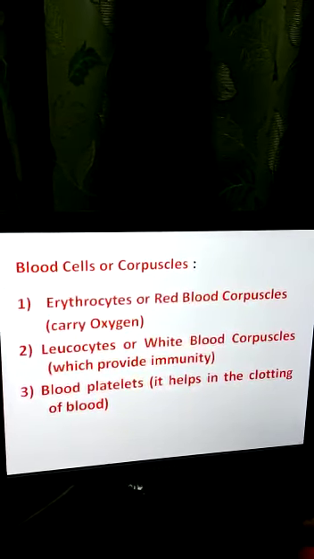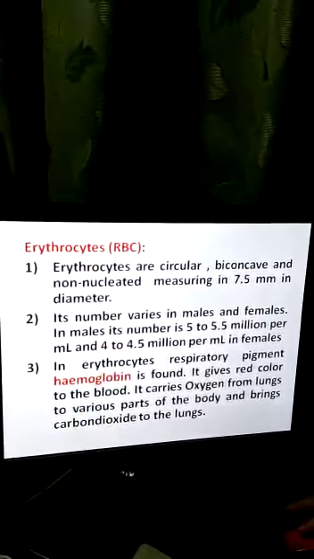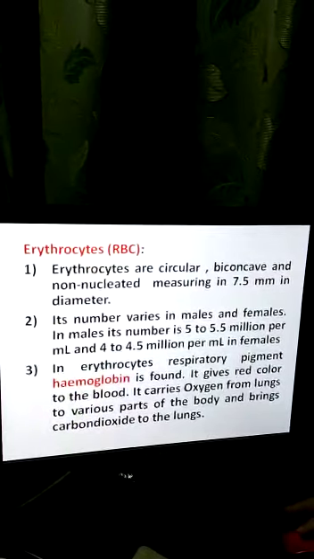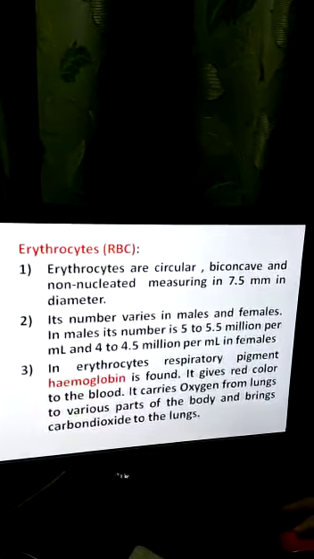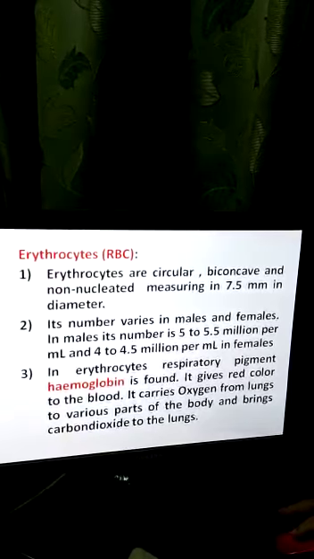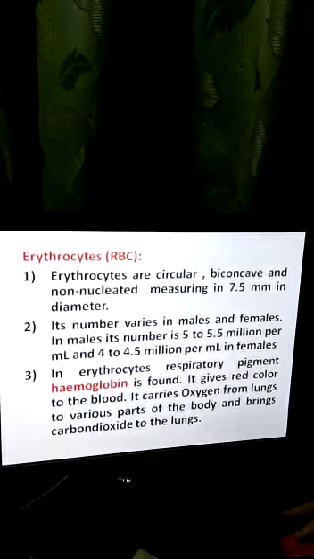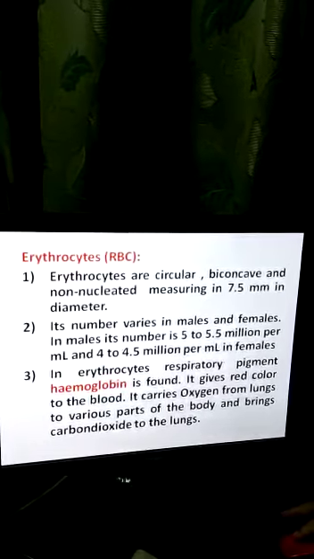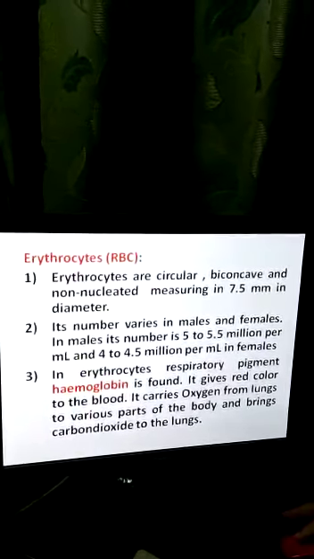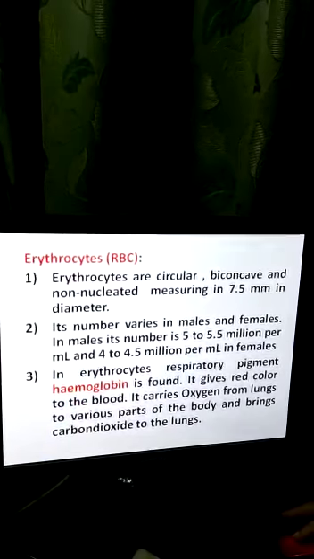Erythrocytes, that is RBC. These are circular, biconcave and non-nucleated, measuring 7.5 micrometres in diameter. Its number varies in males and females. In males, its number is 5 to 5.5 million per ml and 4 to 4.5 million per ml in females. In erythrocytes, the respiratory pigment hemoglobin is found. It gives red color to the blood.